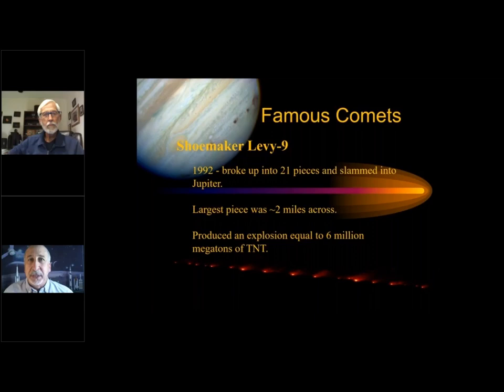They left a bruise in the planet's atmosphere. You can see in the upper left corner of the slide a picture of Jupiter, and those bruises that these pieces made. The largest bruise was actually larger than the planet Earth itself, and it produced an explosion equivalent to 6 million megatons of TNT. That's about 33,000 times more powerful than the bomb that was dropped on Hiroshima.